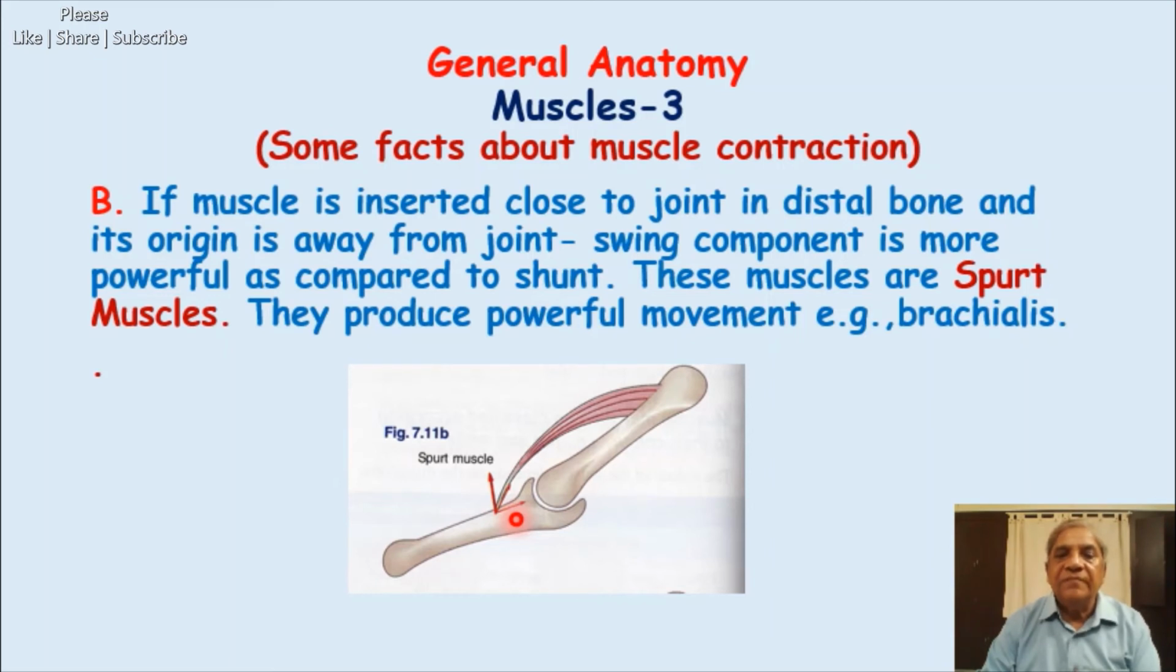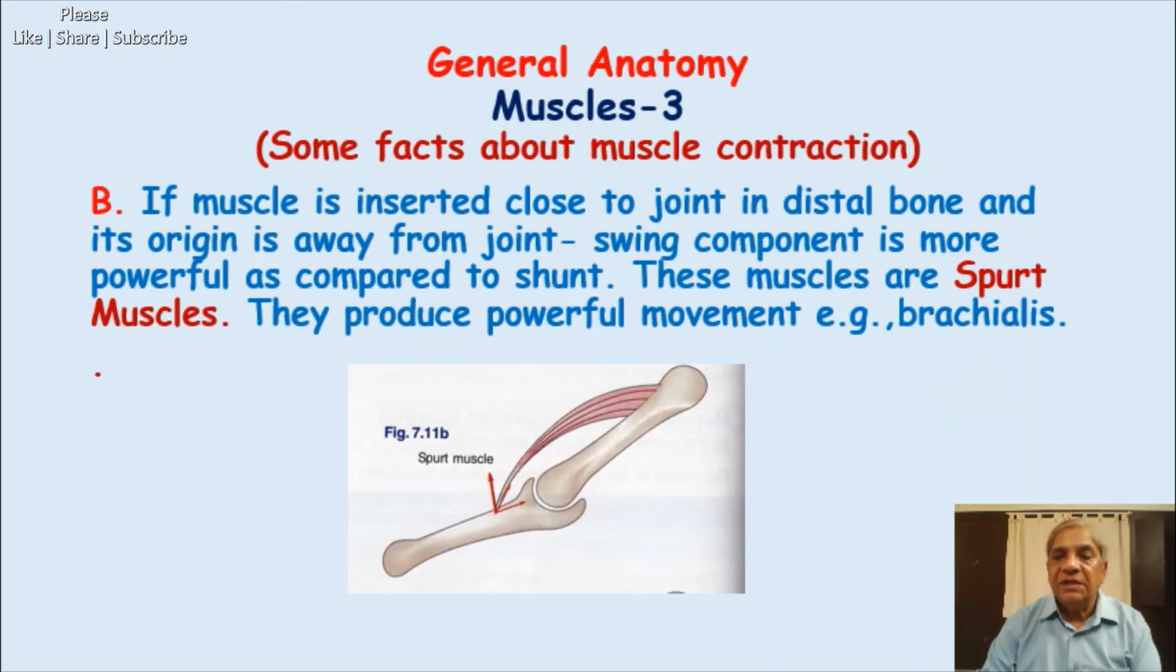So depending on what the muscle is doing depends on where it is inserting. Those muscles which are close to the proximal end of the joint are producing powerful movement at that joint, okay. And those muscles which are away from the proximal end of the distal bone will be producing the shunt component, a very major component. So the stability of the joint, that I will show you in the next slide. So I hope you have followed the spurt muscles, okay.